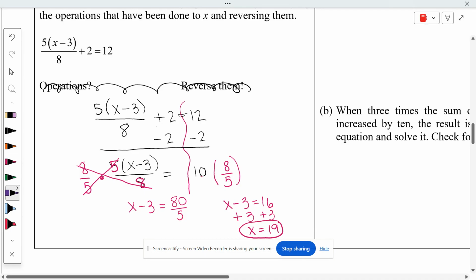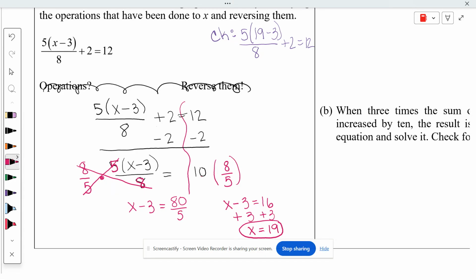I'm just going to do a quick check on this one. So I have 5 times, what is the value of x? 19 minus 3, all over 8, plus 2 equals 12. So I'm not doing anything with the 12. I'm just simplifying the left-hand side. So let's see, what is 19 minus 3? Well, 19 minus 3 is 16. So I have 5 times 16 divided by 8 plus 2 equals 12. Well, what is 5 times 16?